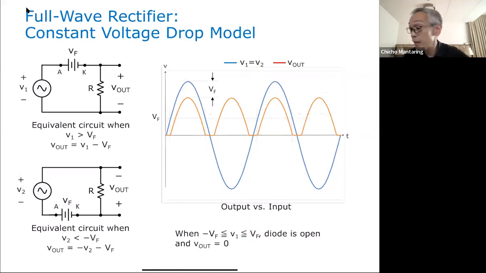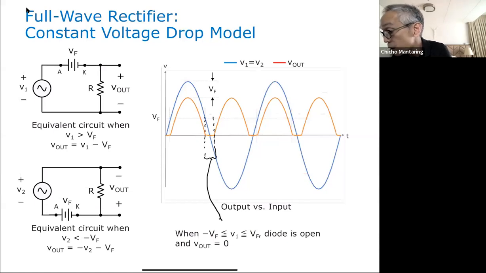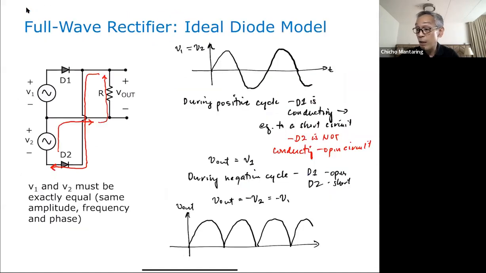Okay, so this region, here and here. Ito yung dinidescribe nito. V1 is greater than minus V sub F, but is less than V sub F. So that's this region. Both diodes are going to be equivalent to an open circuit. So these are both open. Kung open yan, floating itong resistor na to, and therefore your output is going to be equal to zero.